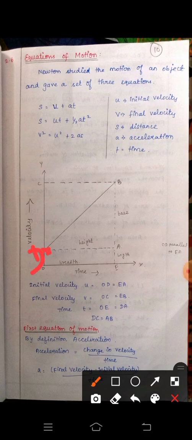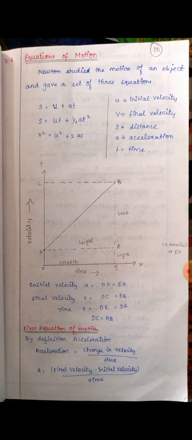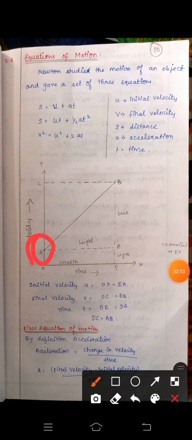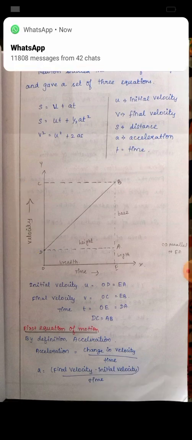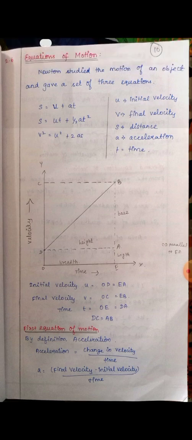So this is the initial velocity and the object is reaching here. So this is the final velocity, at point B. Now the velocity u keeps increasing after time t and reaches the point B on the graph. So D is the initial velocity u and B is the final velocity v. The x-axis is time and the y-axis is velocity.